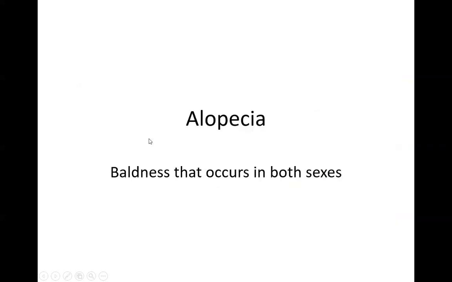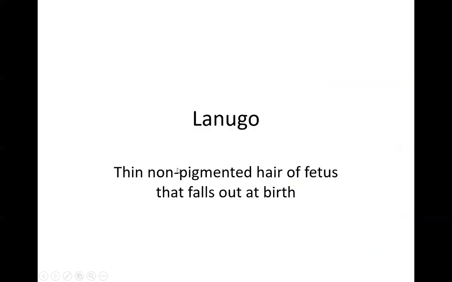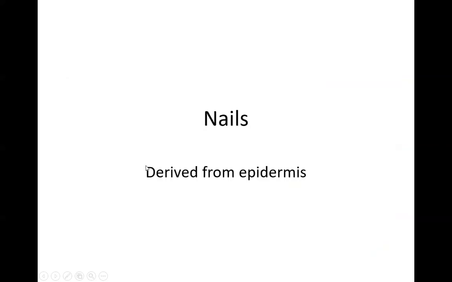Alopecia. Alopecia is baldness that occurs in both sexes. That's thinning of the hair. The lanugo is thin, non-pigmented hair of the fetus that falls out at birth.